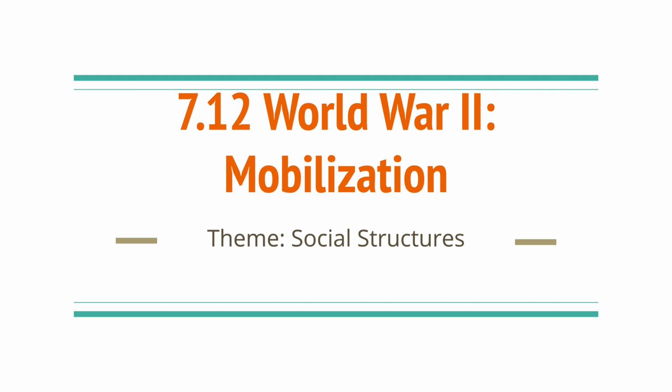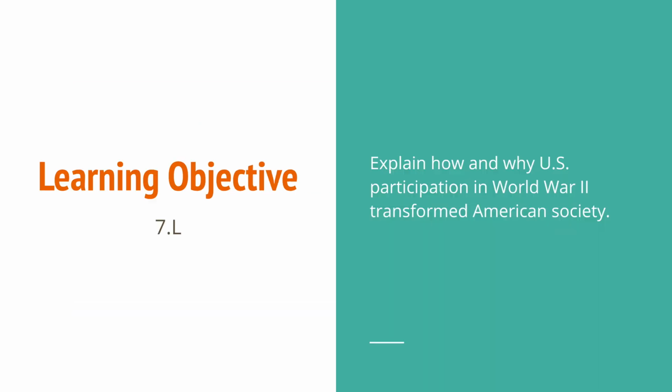Back to lecture number 71. This is historical topic 7.12, World War II mobilization. This topic is going to focus mostly on World War II on the home front, and our theme is social structures. The learning objective is explain how and why U.S. participation in World War II transformed American society.